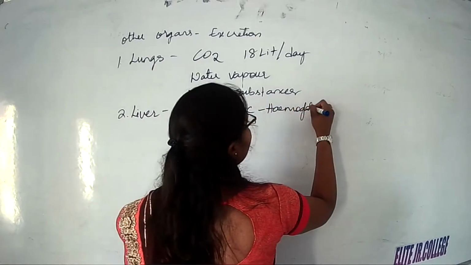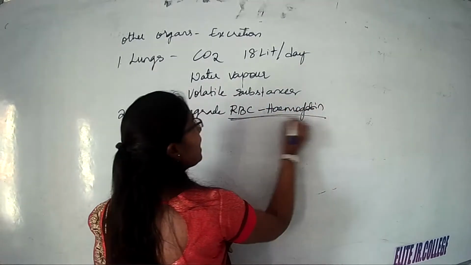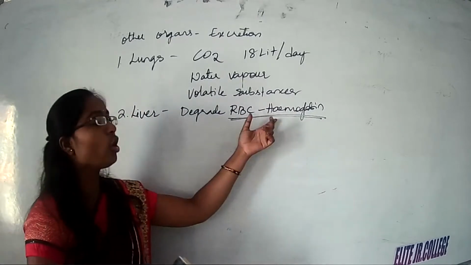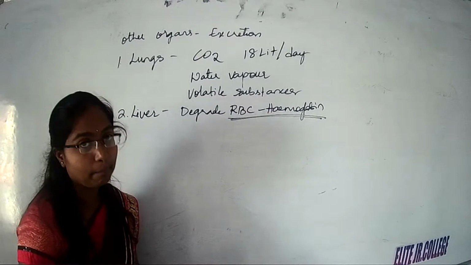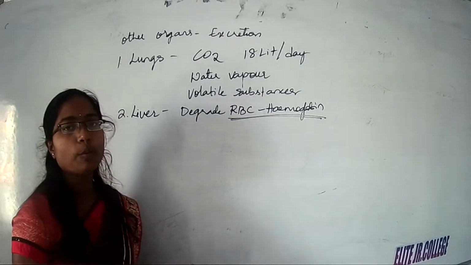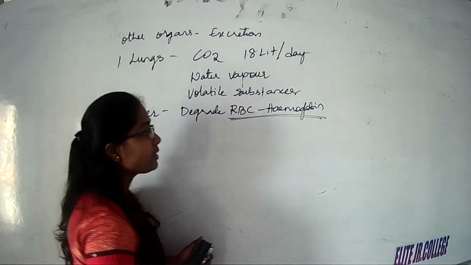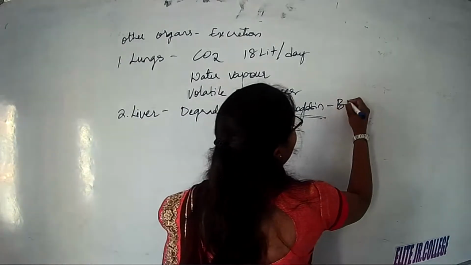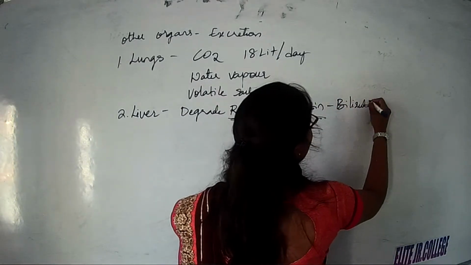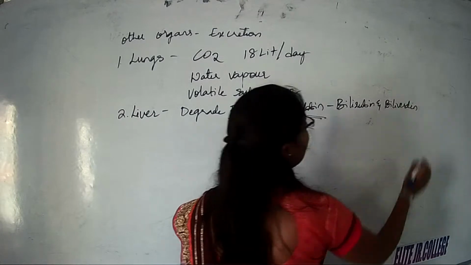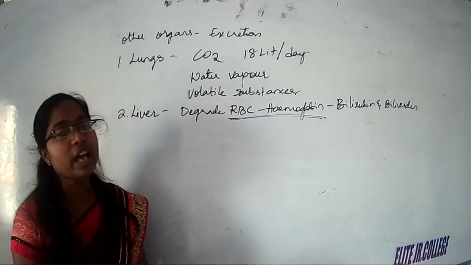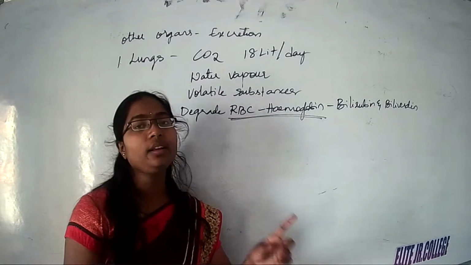It is going to degrade the hemoglobin of the red blood cells and convert hemoglobin into bile pigments called bilirubin and biliverdin, which are eliminated through the alimentary canal by bile.